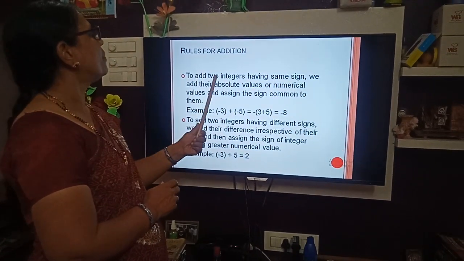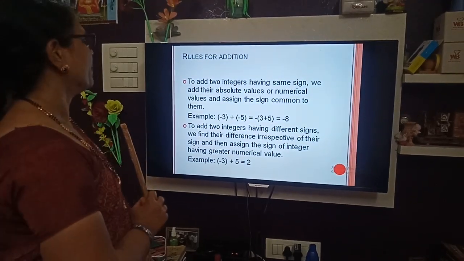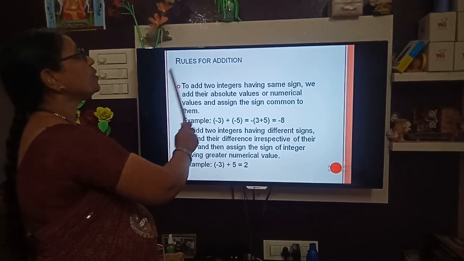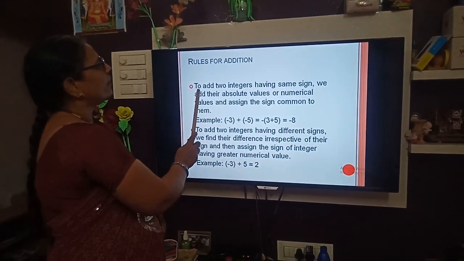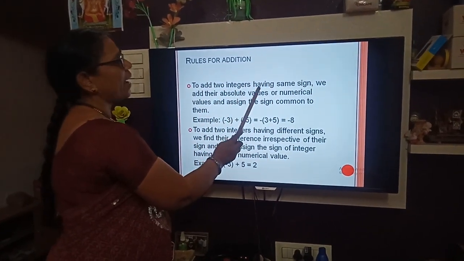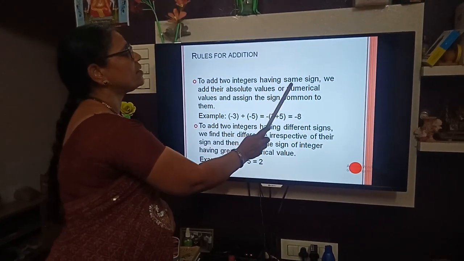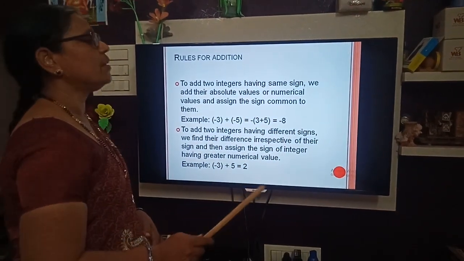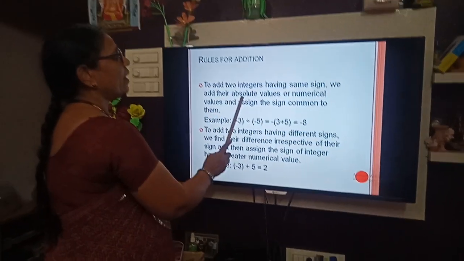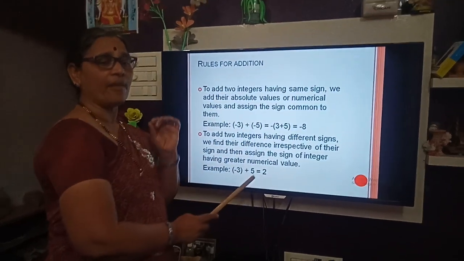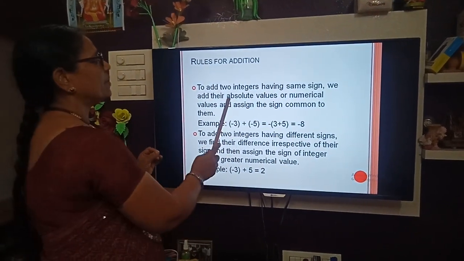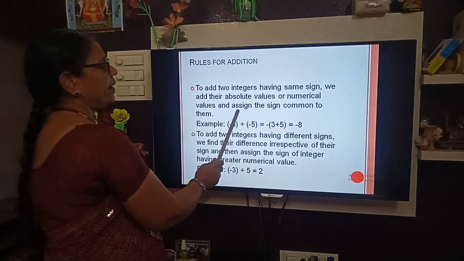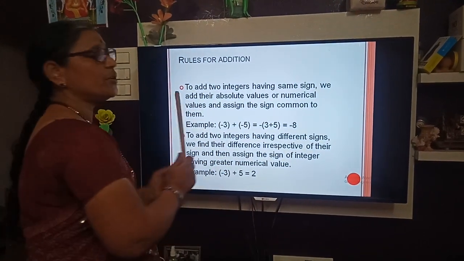But there are some rules to add integers. What are those? See here, rules for addition of integers. To add two integers having the same sign, just observe and understand. Both must be of the same sign. We add their absolute values, in the sense the numerical values, and assign the sign common to them.